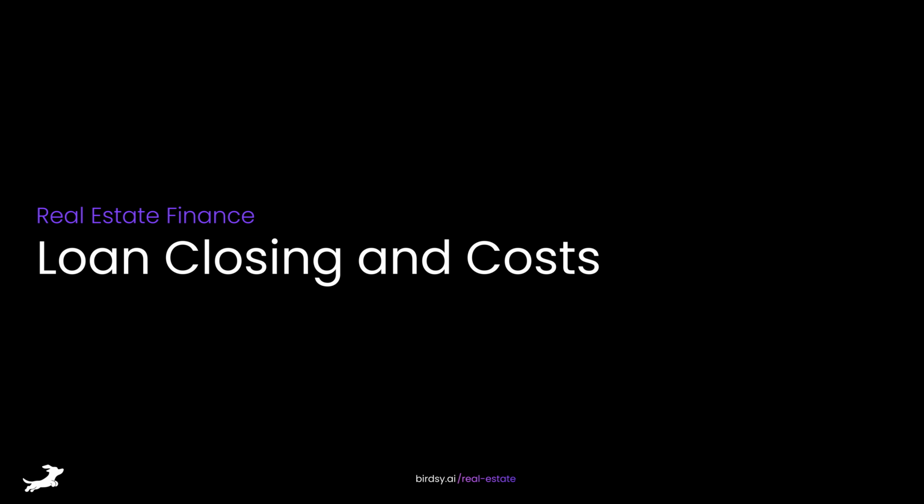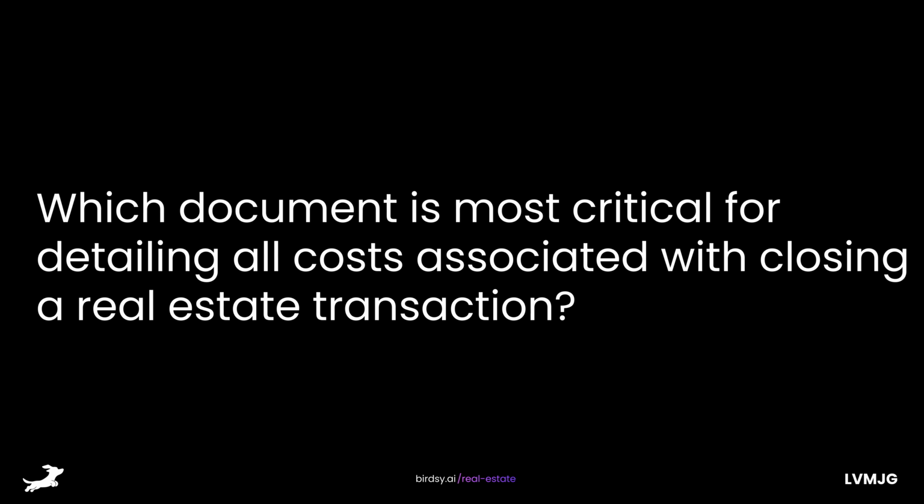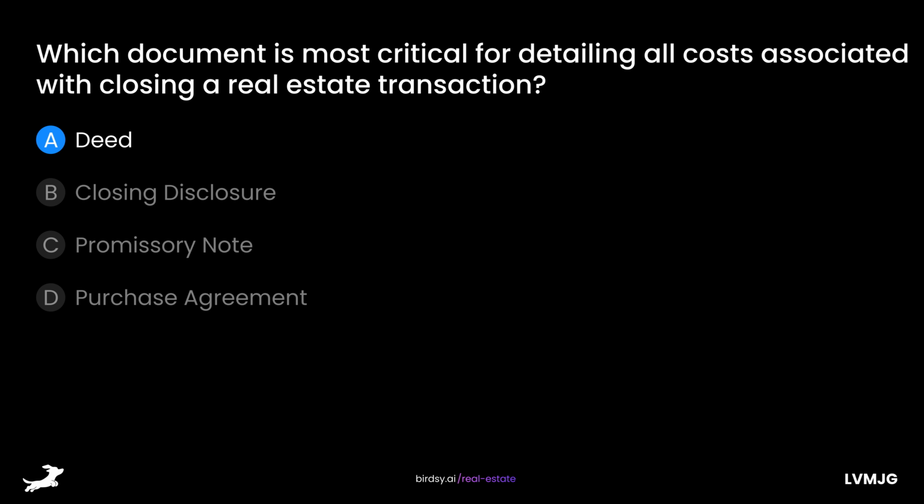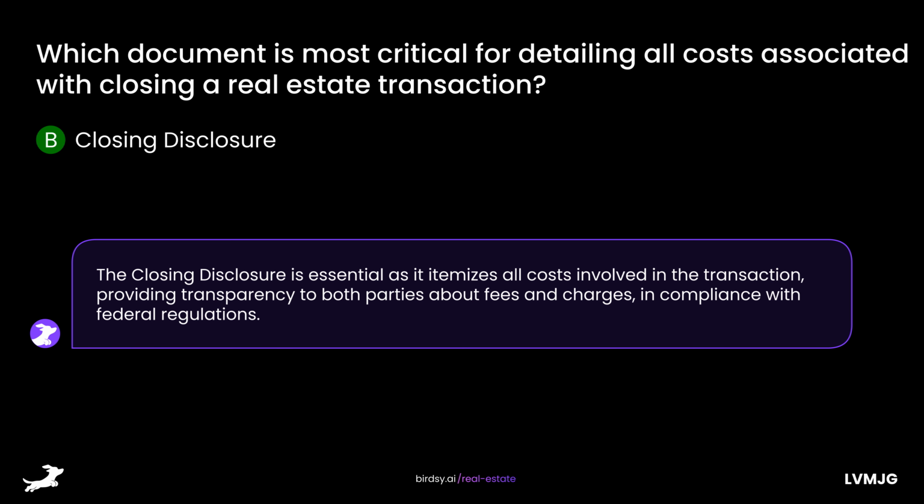Loan closing and costs. Which document is most critical for detailing all costs associated with closing a real estate transaction? Is it A, deed, B, closing disclosure, C, promissory note, or D, purchase agreement? The answer is B, closing disclosure. The closing disclosure is essential as it itemizes all costs involved in the transaction, providing transparency to both parties about fees and charges in compliance with federal regulations.